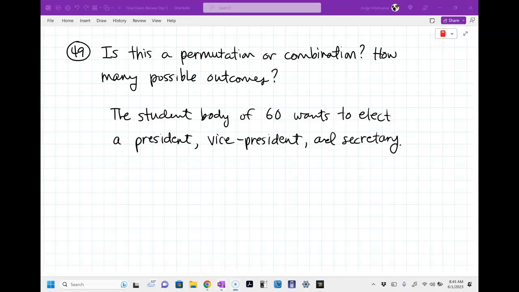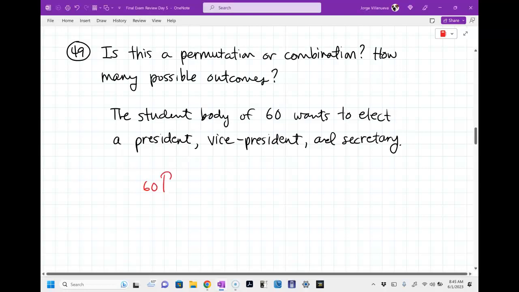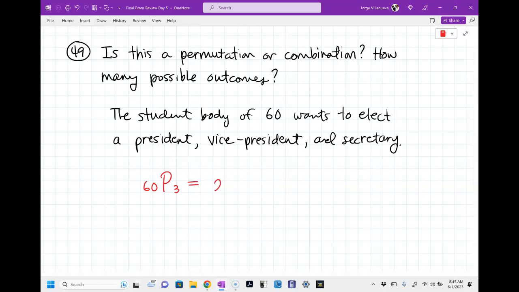All right, so this is going to be a permutation for us. So they say a student body wants to elect 3 different people, right? Order matters. So we're going to do 60 permute 3. You punch that into your calculator, comes out to 205,320. That's how many different ways you can do that. Okay, remember you're doing 60 permute 3. So you're choosing 3 people, but it matters the order in which you're choosing.